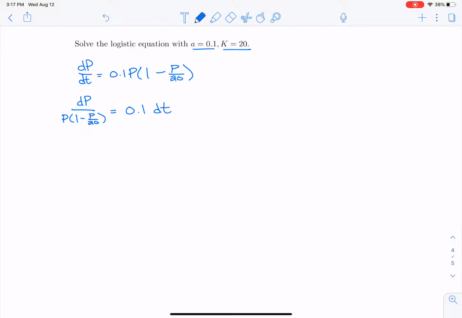But first, before I do that, I'm going to go ahead and multiply both sides by 1 over 20, because I think that's actually going to help me in solving this problem. So that instead I have dp over p times 20 minus p, and then that's going to equal 0.1 over 20 dt. Okay, so how do I compute this antiderivative? Well, what I'm going to have to do is use the technique of partial fractions.